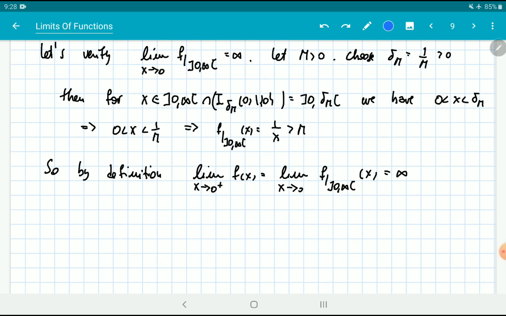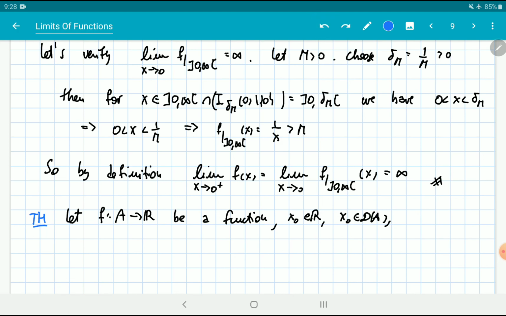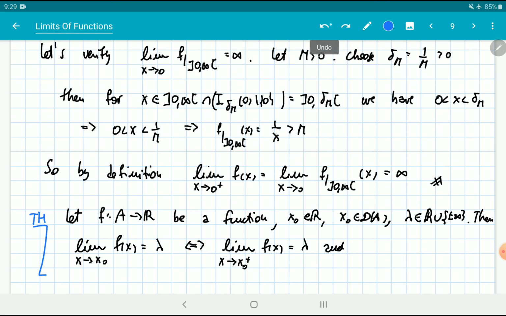Now, to finish off, just one theorem. So take a function from A to R. Take a real number x naught that's an accumulation point for A, and let lambda be now an extended real number, so it can be a real number, or here I write plus or minus infinity. Then what we have is that the limit as x approaches x naught of f of x is equal to lambda if and only if both the limit from the left and from the right are equal to lambda.